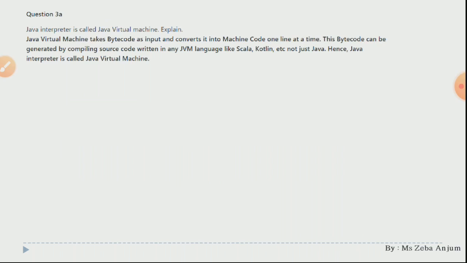This bytecode can be generated by compiling source code written in any JVM language like Scala, Kotlin, etc., not just Java. Hence, Java interpreter is called Java Virtual Machine. Now, see, please remember this figure over here.